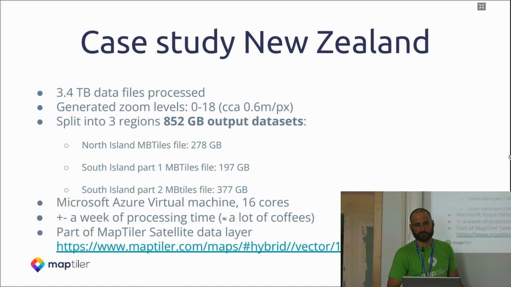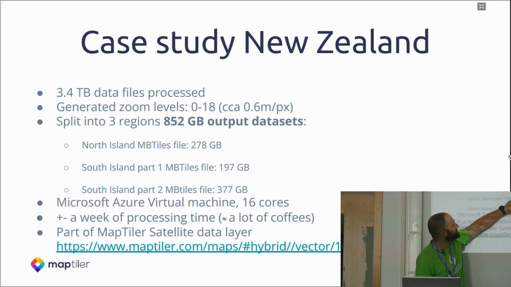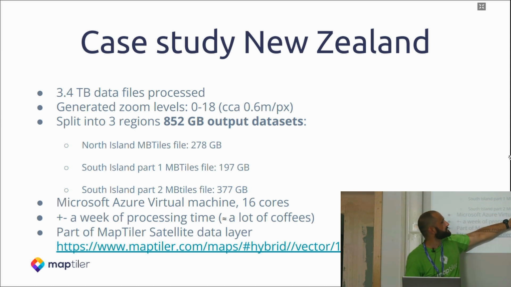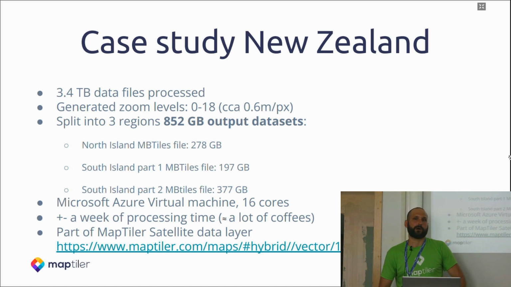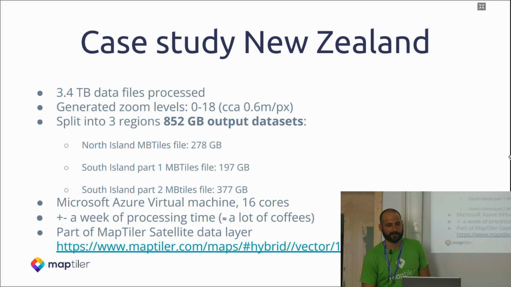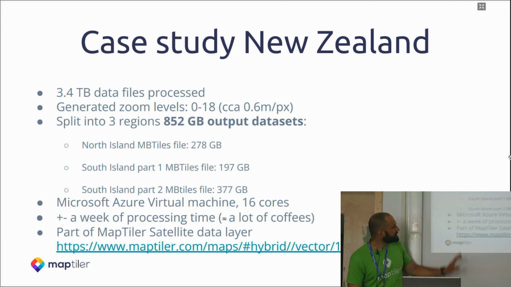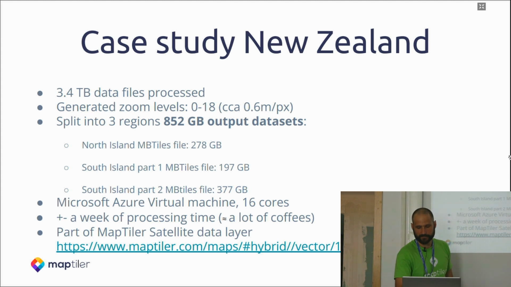And we had to split it into 3 regions because of the data manipulation, because each of these 3 regions had about 200, almost 400 gigabytes. So I have 3 MapTiles files, which were around 200 till 400 gigabytes big. And this is what I had to upload to the MapTiler Cloud platform. Our colleagues were pretty happy about that, but finally we managed. It took about a week of processing time on Microsoft Azure virtual machines, but we got the job done.